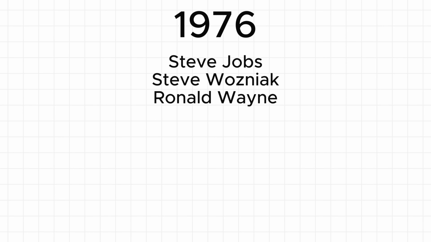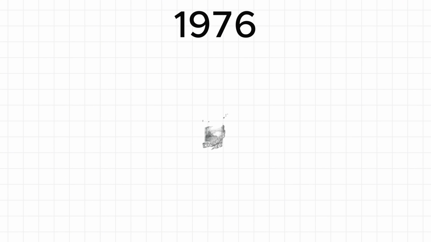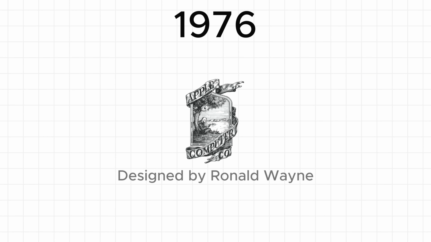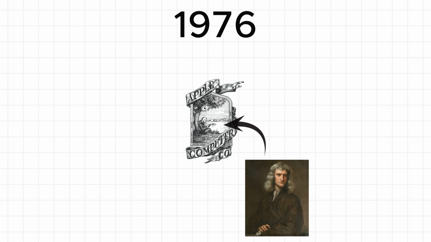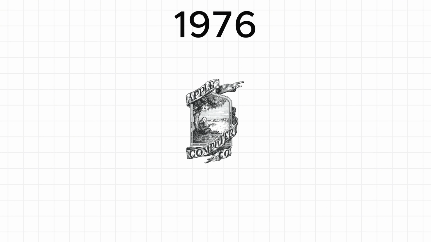When Apple Computer was founded in 1976 by Steve Jobs, Steve Wozniak, and Ronald Wayne, the first logo didn't resemble anything we know now. Designed by Ronald Wayne, the logo depicted Sir Isaac Newton sitting under an apple tree, with a banner reading Apple Computer Company. It was highly detailed, almost like an old engraving or a bookplate.